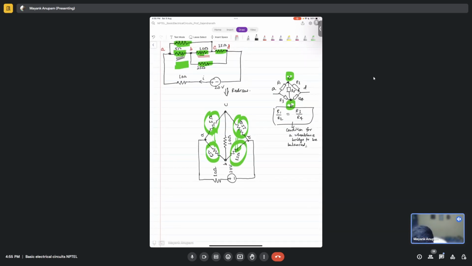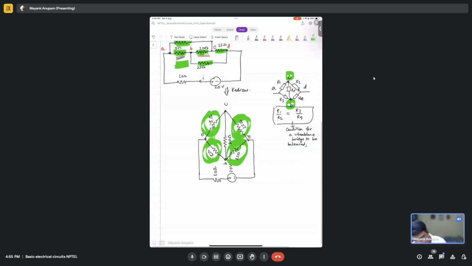Alright, so in this case also you see the bridge here, the ratio of these two resistances, this one and this one, is 1, right? 5 ohm and 5 ohm. The ratio is 1, right? Again the same ratio is maintained between these two resistors also, 15 ohm and 15 ohm, right? So this bridge here is again balanced.